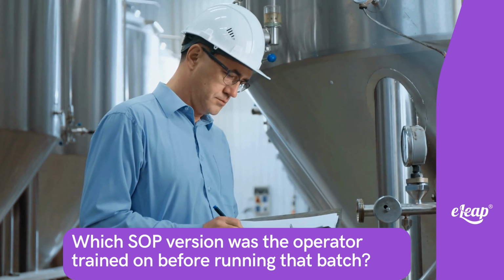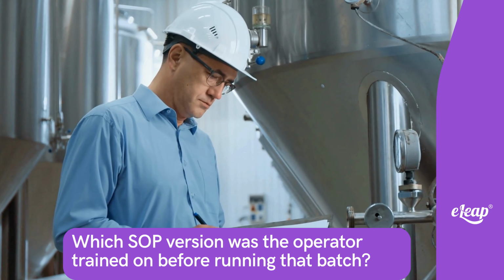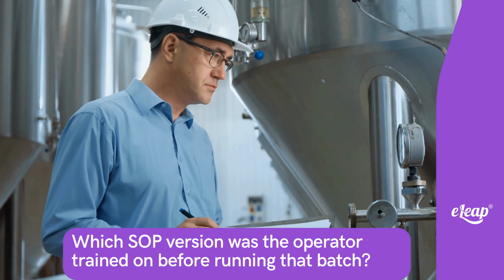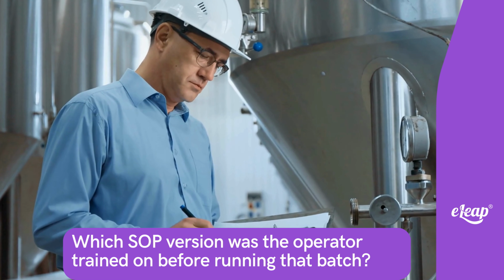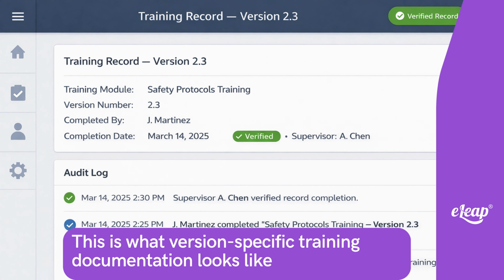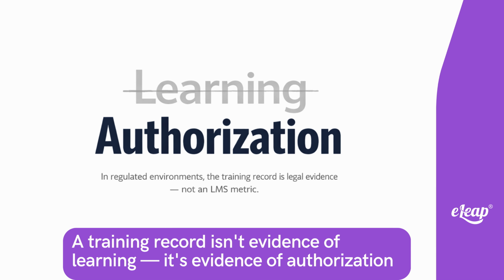It is not useful when an FDA investigator asks for the training record for the operator who ran a specific batch on a specific date and wants to know which version of the governing SOP they were trained on before they ran it. In a regulated environment, the training record is not evidence of learning. It is evidence of authorization.